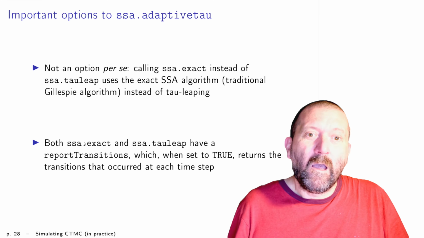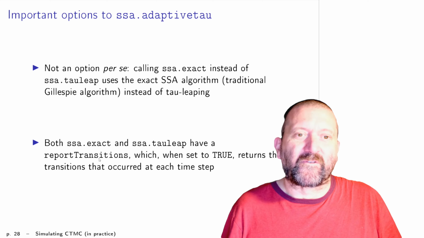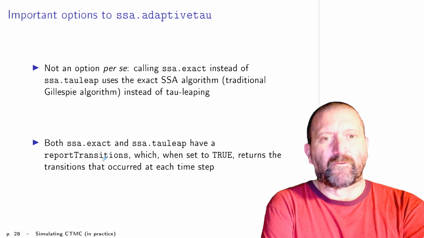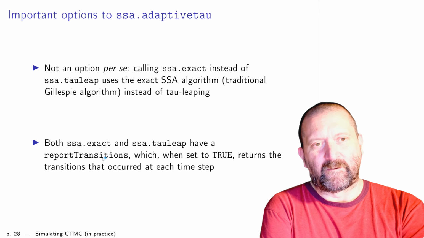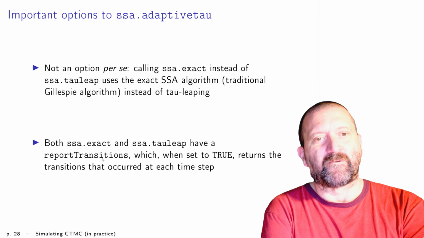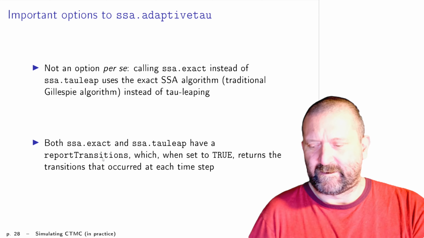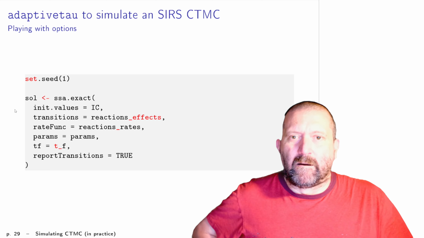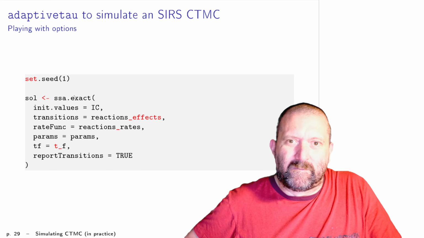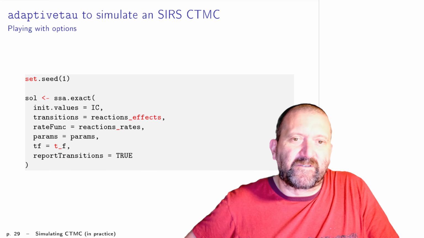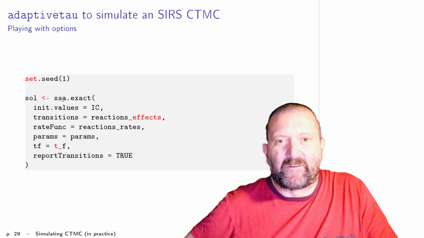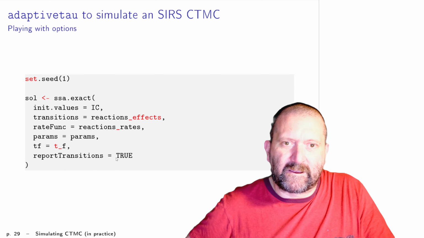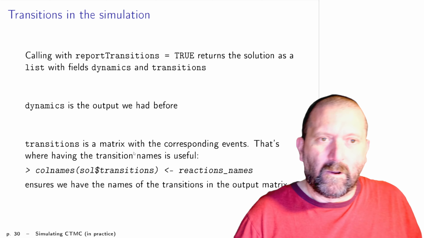Okay. One very important option is report transitions. When you set it to true, what the solver is going to return is also the transitions that happened. Let me show you this. So again, I'm keeping the same seed, and I'm going to say, okay, instead of using the adaptivetau, let me use the exact. I don't change anything except that I'm adding this line here. Report transitions equals true.